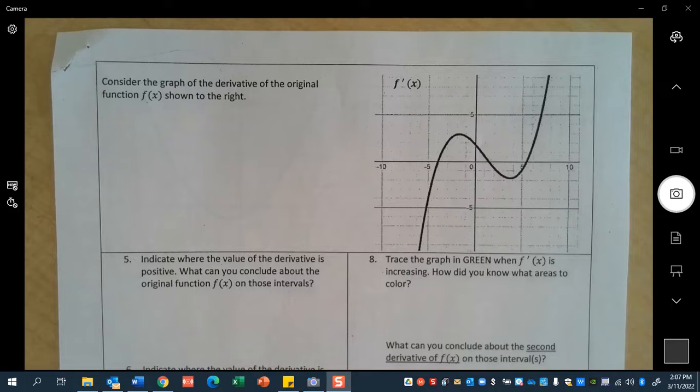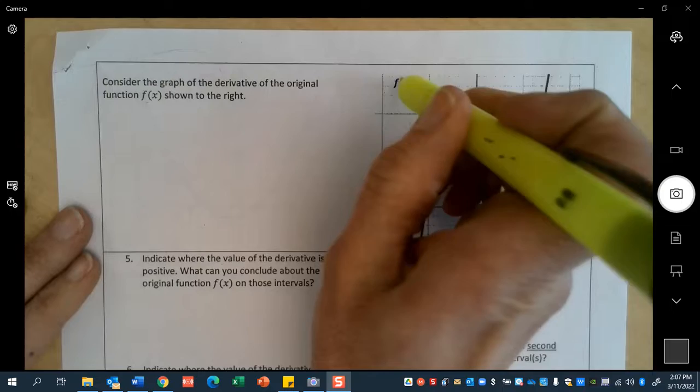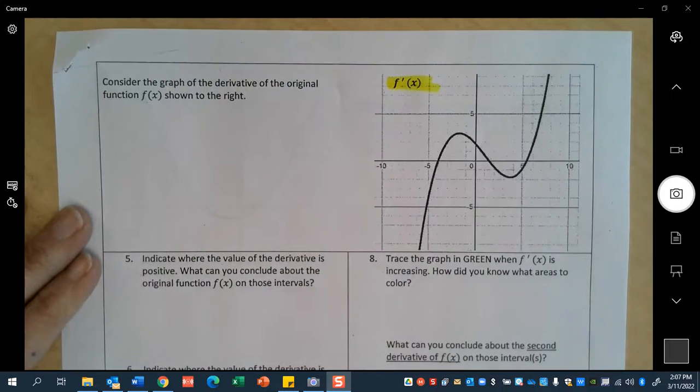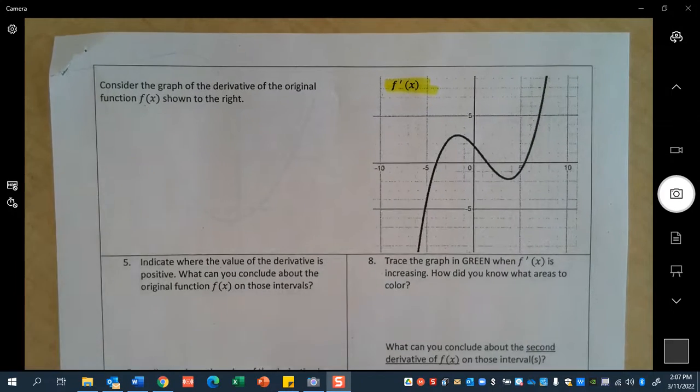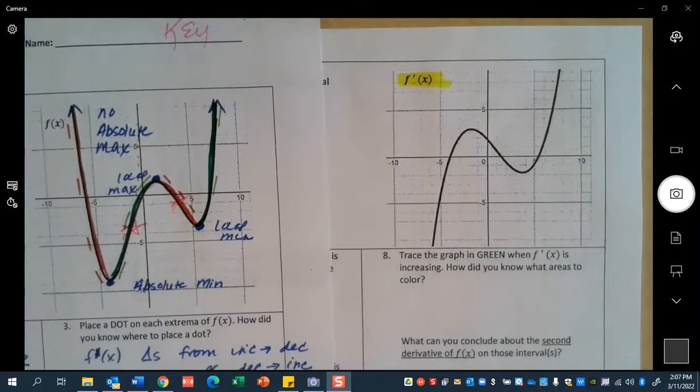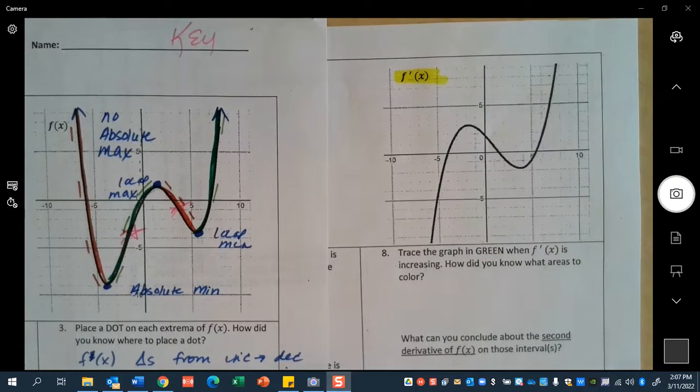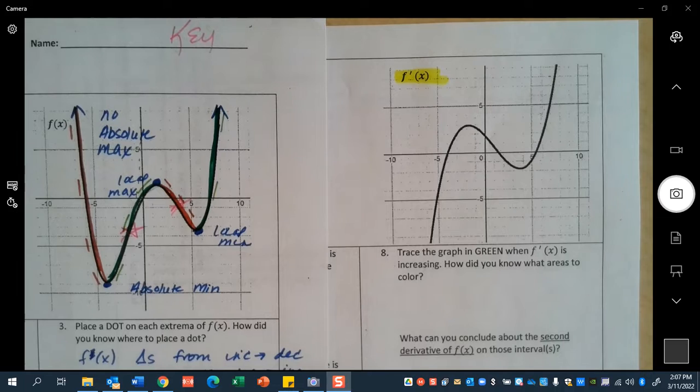So turn the page and spend just a minute reading. What are you looking at now? Call it out. What are you looking at? The derivative of what? Yeah. So here is your graph of the derivative, and it's the derivative of this original graph. Just upon first glance, do you buy that? Does that make sense to you?